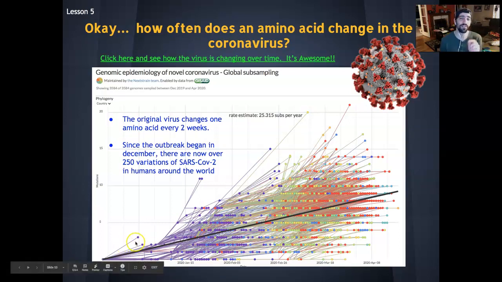In fact, if you start with one virus, after about 2 weeks, it changes in some way. One of the amino acids changes. Okay, and every 2 weeks it does that. So we start off with 1, and then after 2 weeks we've got 2 different strains of the virus, and then after 4 weeks we've got 4 strains, then 8, then 16. And that means that today, after 4 months, around the world we have about 250 different variations of the SARS-CoV-2 virus. So they can all infect people, but if we look at the amino acids, they're all slightly different. There's 250 different versions in the world.